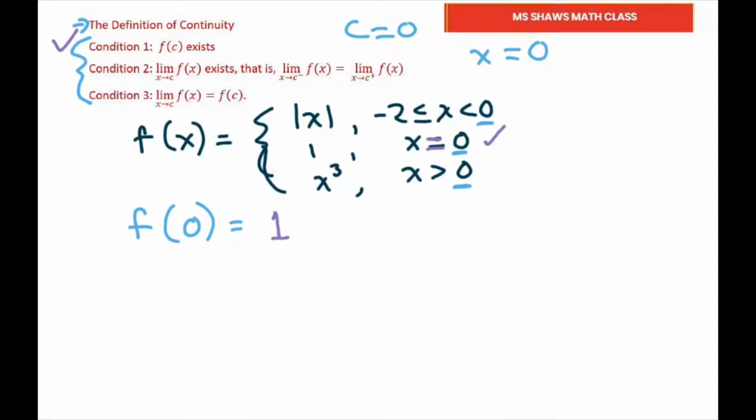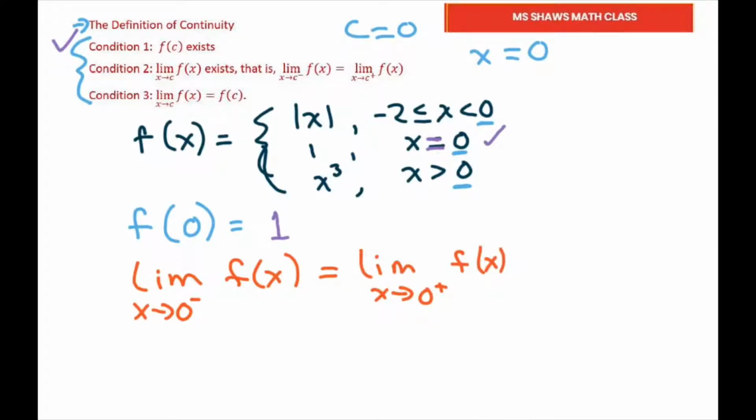Now for our second condition, we have to check for limits. That means the limit as x approaches our c, which is 0, from the left of our function should equal the limit as x approaches 0 from the right. If you look at the graph, this is our 0. What's from the left of 0 are the numbers that are negative, all numbers less than 0. And as we approach 0 from the right, that means all numbers greater than 0. What's going on with the graph as we get closer and closer to 0?